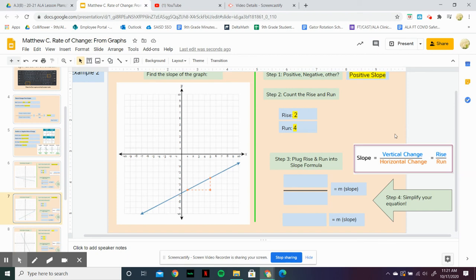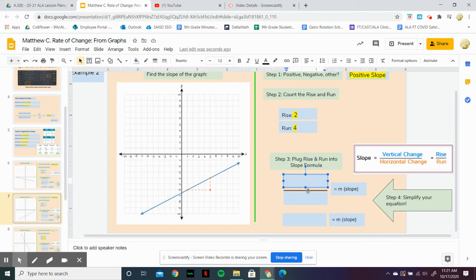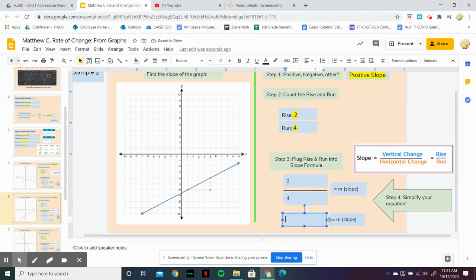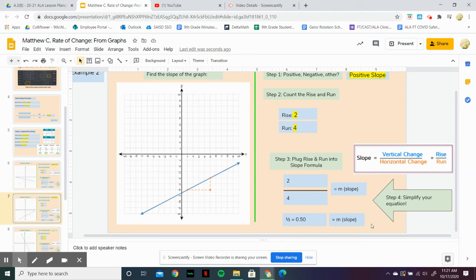Now I'm going to plug the rise and run into the slope formula, which would be 2 divided by 4. And I know that 2 divided by 4 is the same thing as 1/2, which is equal to 0.5. I've simplified it as far as I can, and now I know that the slope of this line is 1/2.